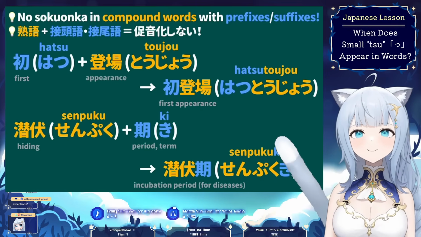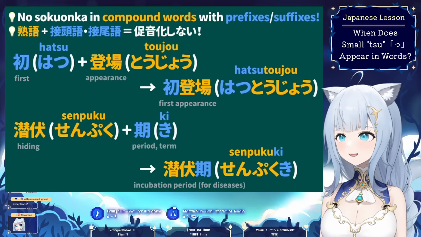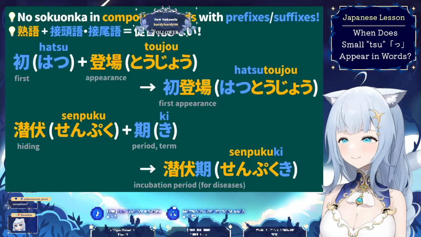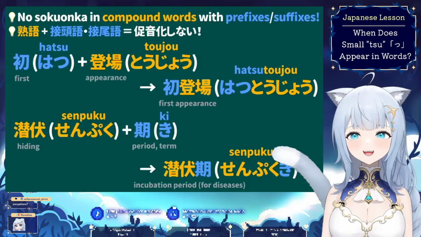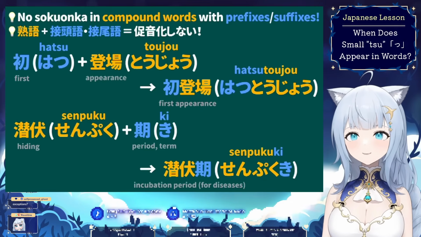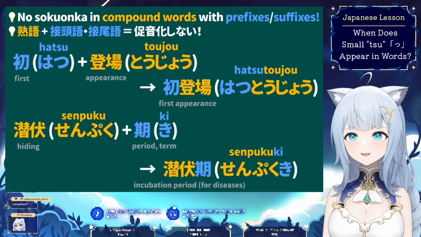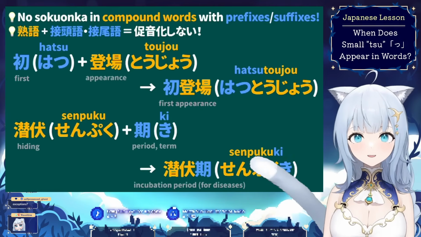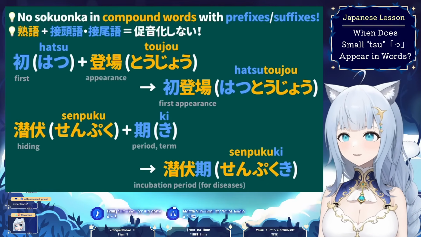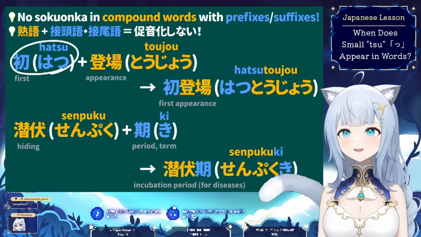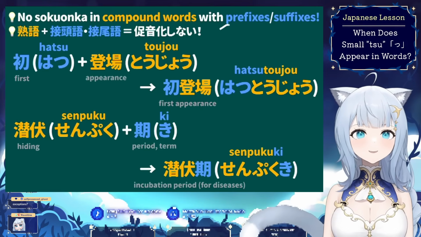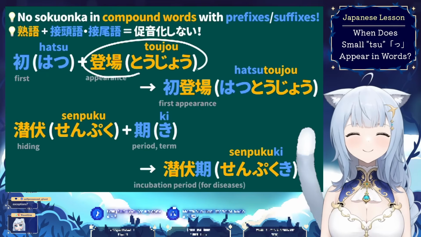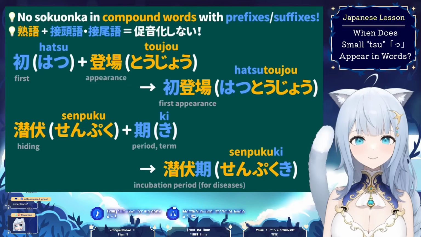Guys, do you know what prefixes and suffixes are? So this blue part, 初登場 and 潜伏期. A prefix has a meaning and is put at the beginning of the compound word. A compound word in Japanese is like 2 or more independent words compounded to make one noun. It's not a verb, it's a noun. So for example, 初 means first. And this is a prefix because it's before the noun. And 登場 means appearance, and this is a noun.